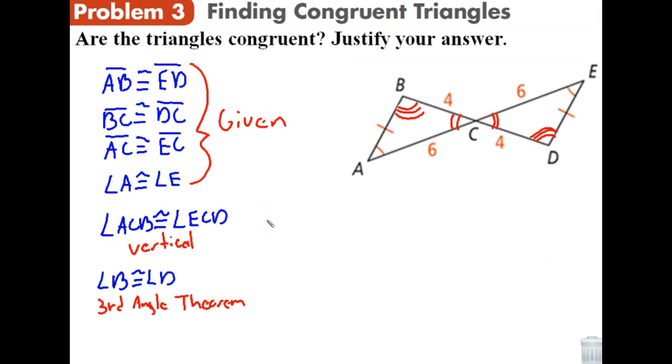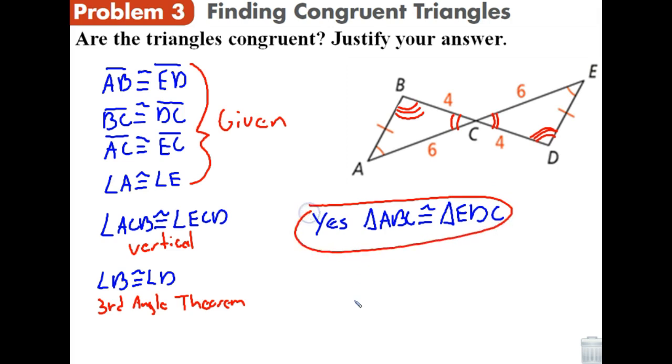Alright, so all the corresponding parts match up and are congruent. Therefore, the triangles are congruent. So answer to this question, I can say yes, triangle ABC is congruent to triangle, and then I need to name that in the same order. A matches with the E, so we'll say triangle E. B matches with D, so the D next, and then they both come together at C. So we can say yes, triangle ABC is congruent to triangle EDC.